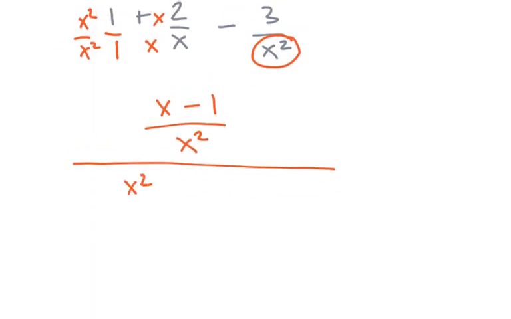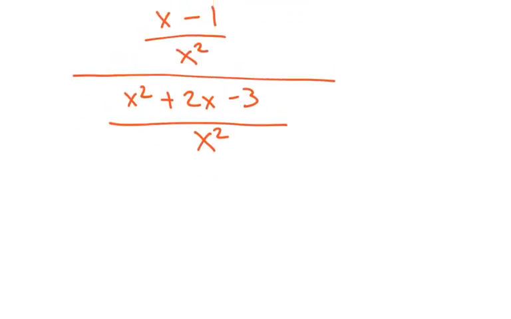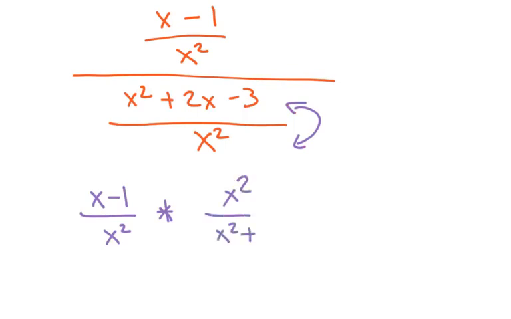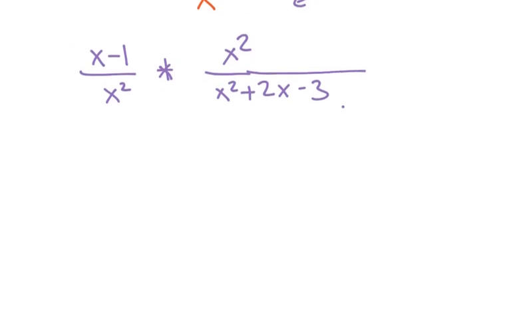x squared plus 2x minus 3 over x squared. And from here, we would just simply tackle this. So using method 1, what we would do is we would rewrite the numerator. We would multiply by the reciprocal of the denominator. And once more, we're back in 5.2.